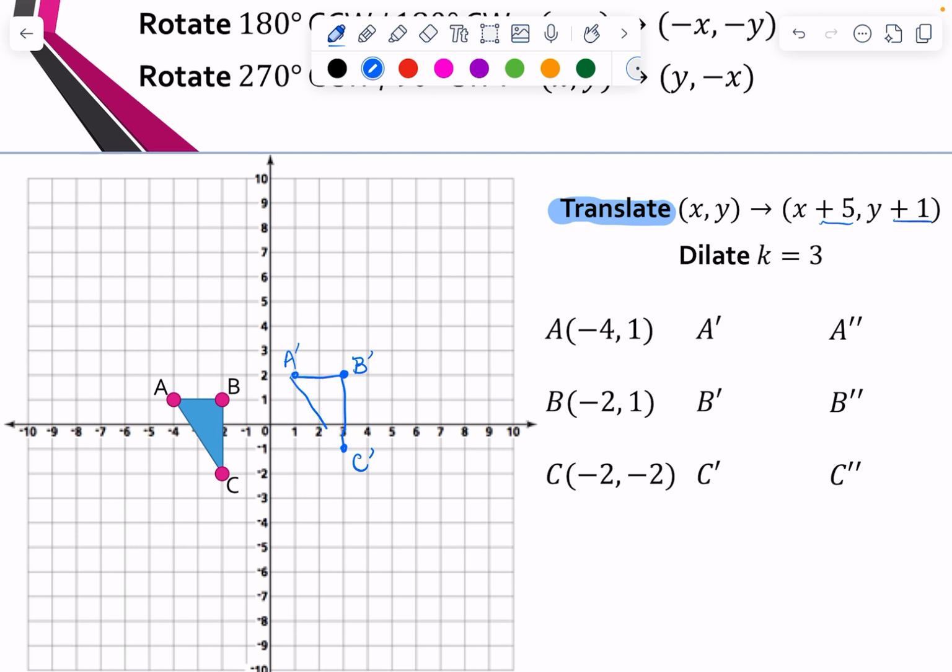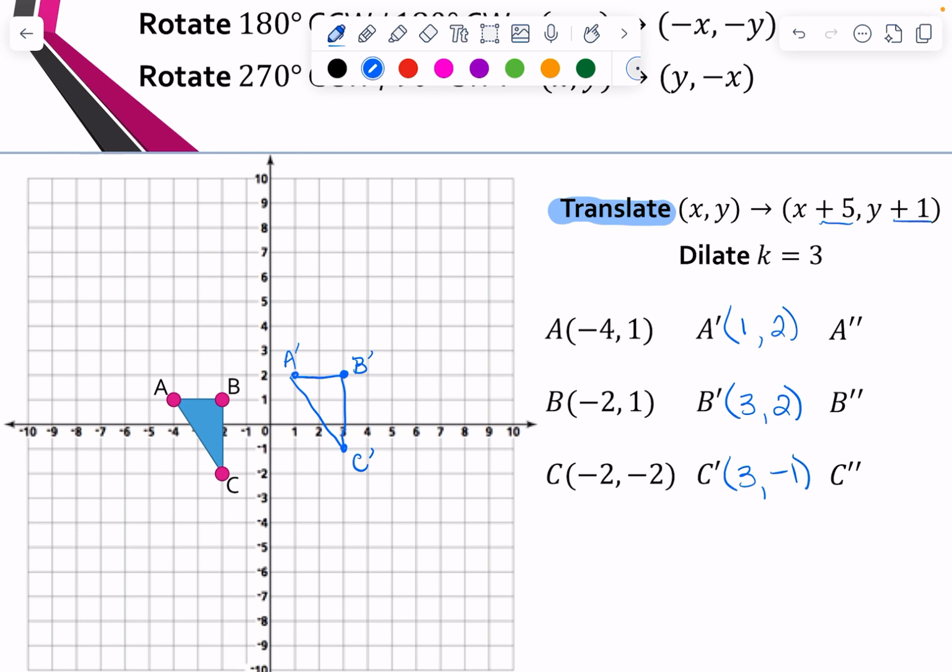We connect those. Now, we want to also fill in the ordered pairs. So we're going to fill in the points. Remember, translation's kind of easy. If you just take the x value, -4, add 5 to it, that would put you at 1. 1 plus 1 would get you 2. B prime, -2 plus 5 is 3. 1 plus 1, that's going to put us at 2. And -2 plus 5, that is 3. -2 plus 1 is -1. And you'll notice those match.